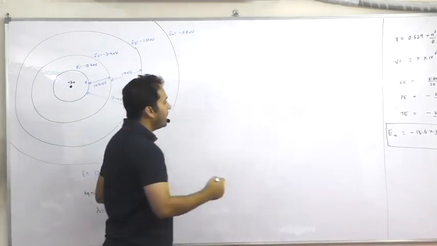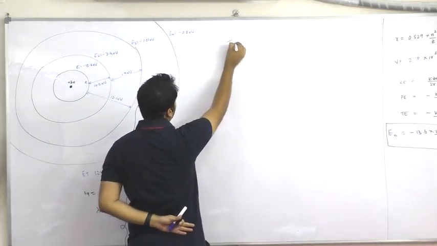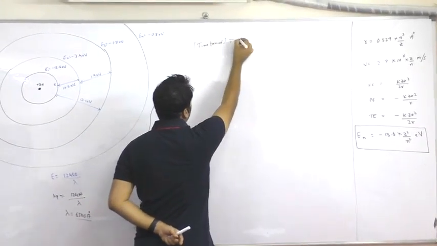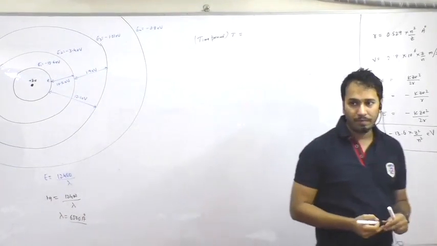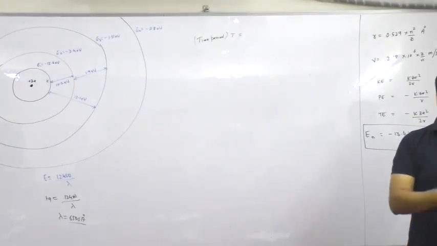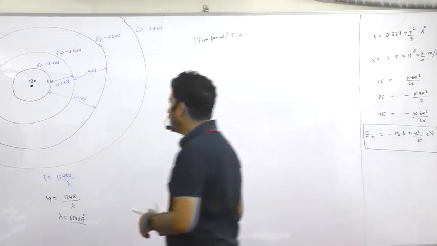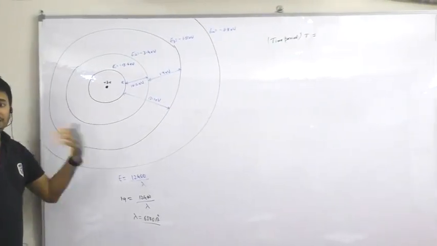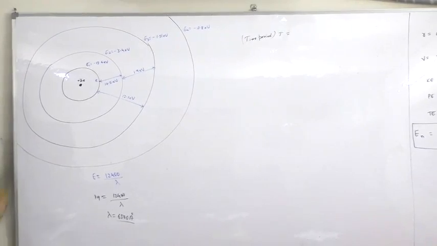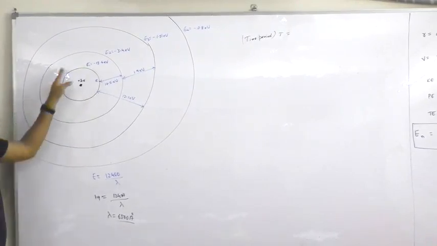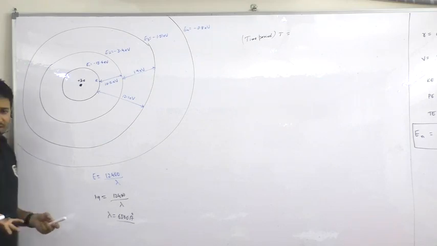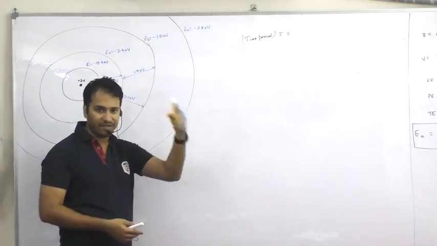Let's understand that. I first define a value called time period, capital T. Time period is the time required by an electron to complete one revolution around the nucleus. The electron is moving around the nucleus with a certain velocity v, which we know how to calculate. So what will be the time required to complete one revolution? Time is distance by speed. So what distance is the electron covering in one revolution? 2 pi r. If you know the formula for radius, it is covering the circumference, yes or no?